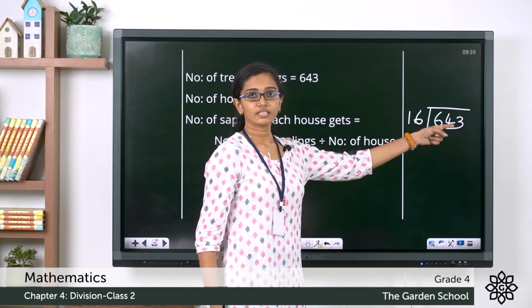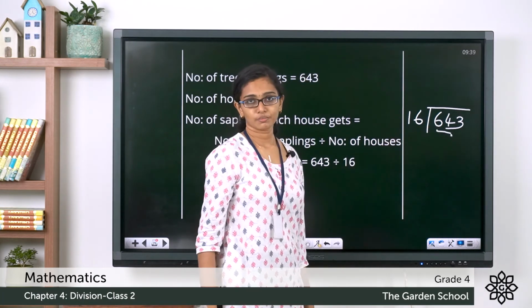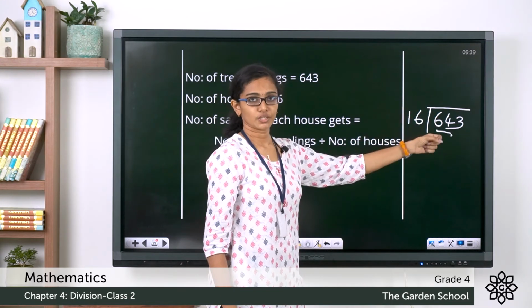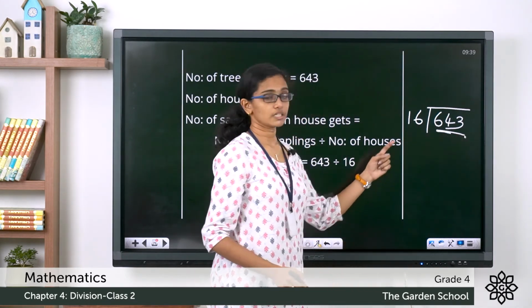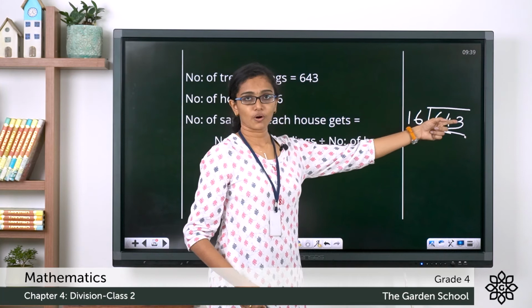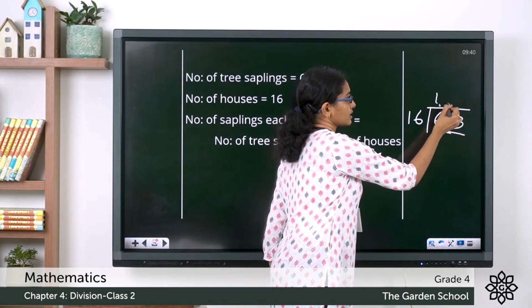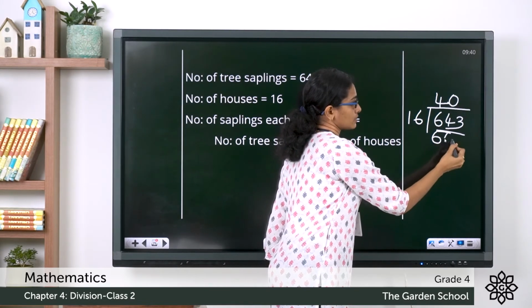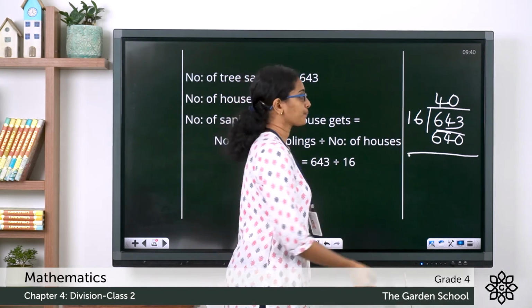So have a look at the digits. We have 64, which is divisible by 16. 16 fours are 64. We know that. So let's consider this 3 also. If 16 fours are 64, 16 times 40 should be equal to 640, right? So let's write 40 here, and 40 into 16 gives you 640.